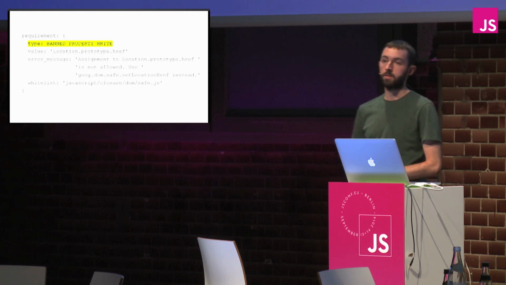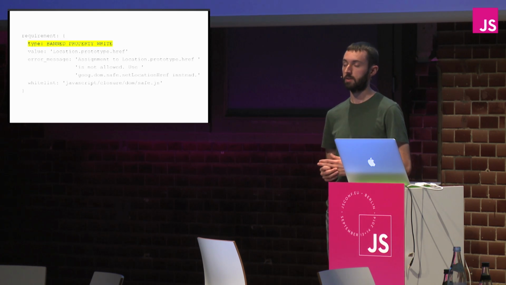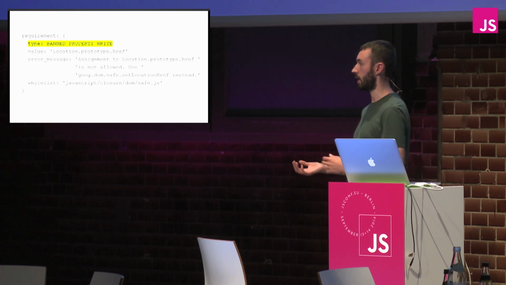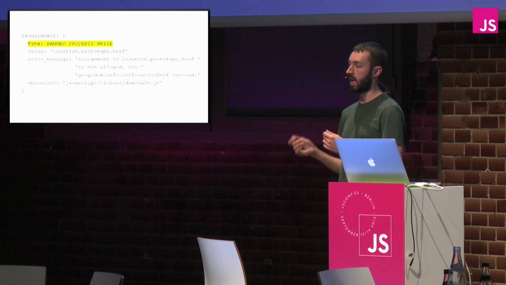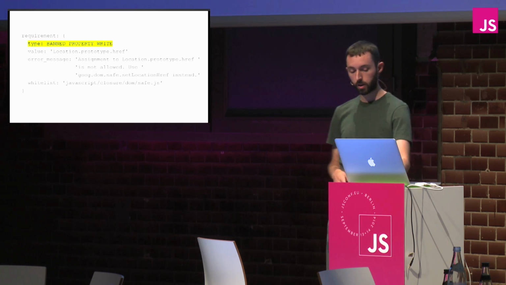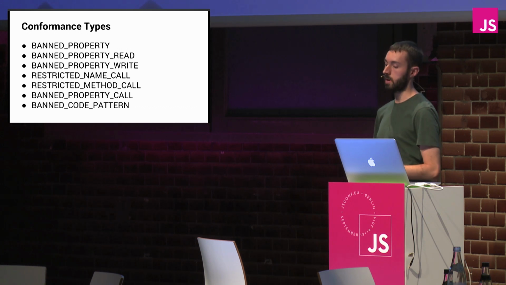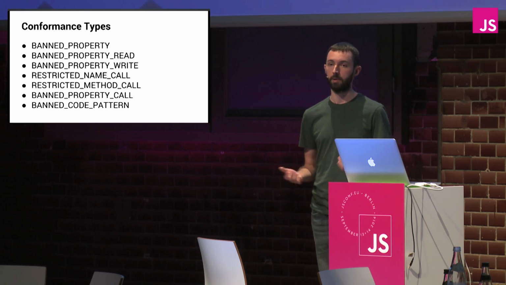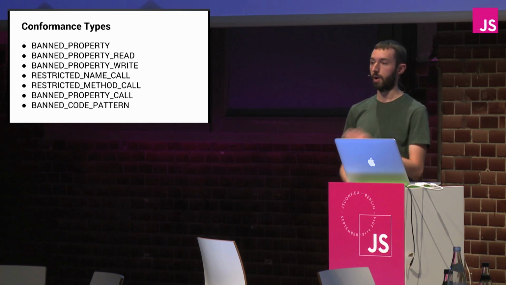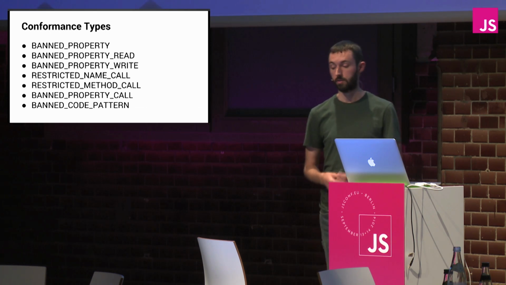So breaking down this configuration, the first thing that you want to provide to it is the type of the conformance. And here we're using a banned property write, which means that we want to ban people from directly assigning to a specific property. But there's a lot of other different conformance types that the compiler provides, and each one is meant to target a specific idiom that JavaScript developers use every day, whether it's referencing a property, writing or reading a property, calling a function, and so forth.